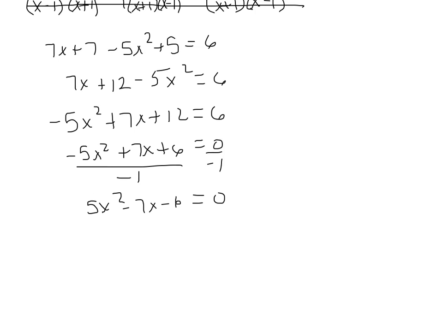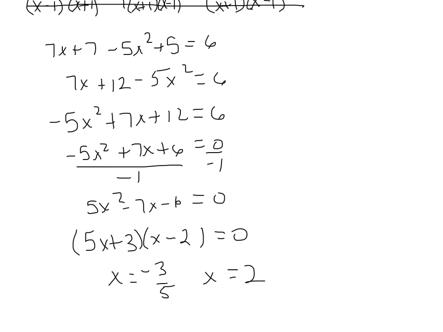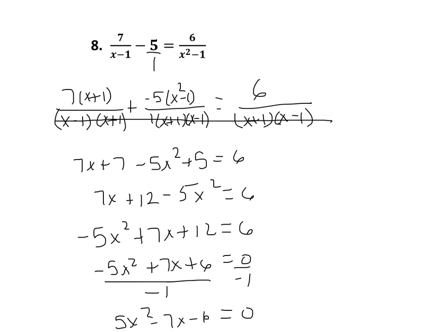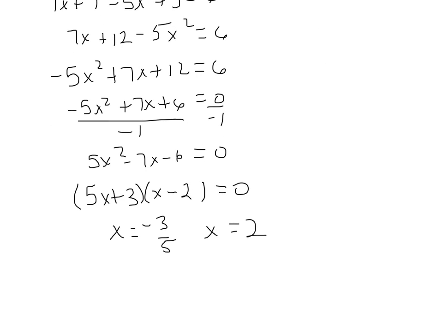So you got to do 5 times negative 6 is negative 30. Multiplies to negative 30, adds to negative 7. So you would get 10 and 3, or negative 10 and positive 3. So it would be minus 2 plus 3. So I'd get x equals negative 3/5 and x equals 2. So let's go back and check now. Nope, those are both good. It wouldn't make the denominator 0, so there are 2 solutions. See you guys tomorrow.